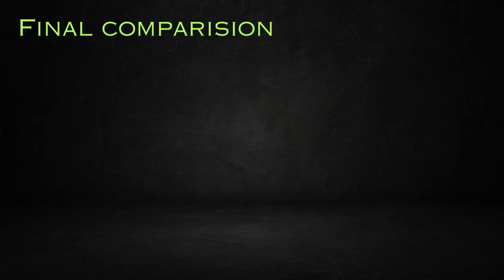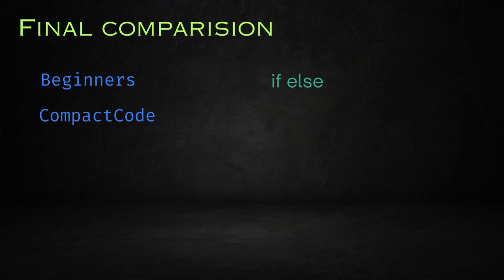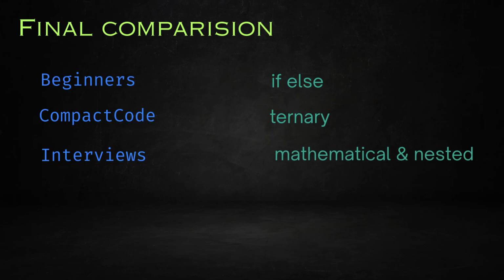Final comparison. So, which method should you use? For beginners, if-else is the best. For writing compact code, ternary operators are useful. For interviews and logic building, mathematical and nested approaches stand out. Different logics, same result. That's how programmers think.